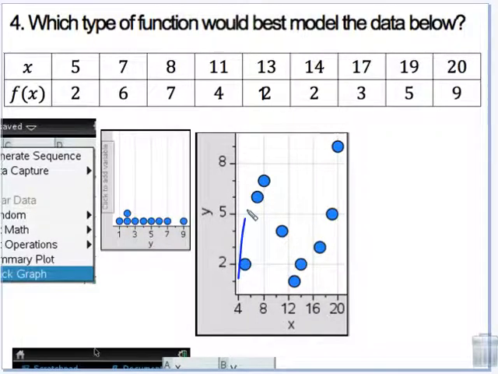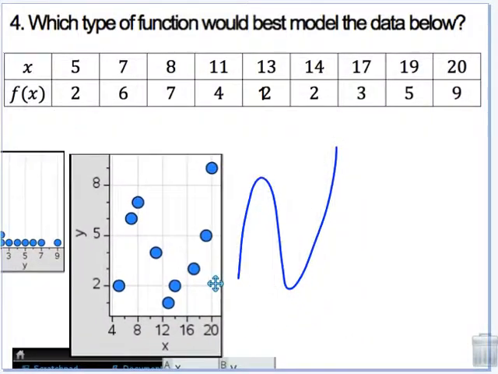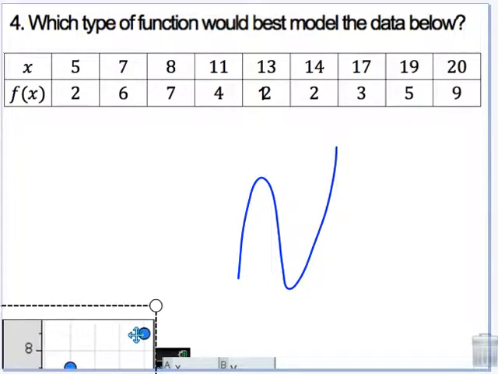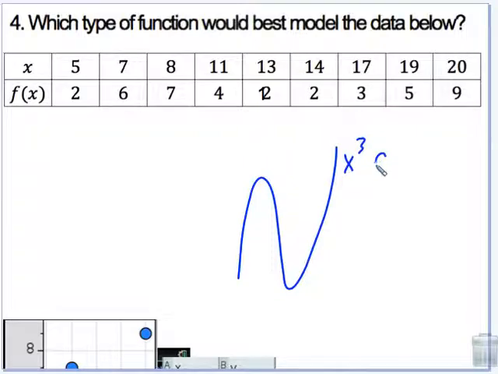And you don't have to be super precise. Basically, you're looking for the number of bends you're going to have, which will determine what your graph would look like. So if our graph looked like this, there's 2 bends, so this would be x to the 3rd power, which is a cubic function.